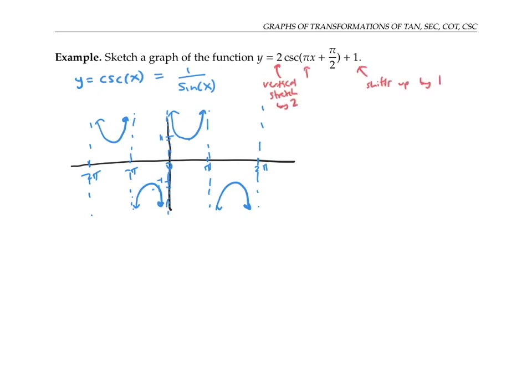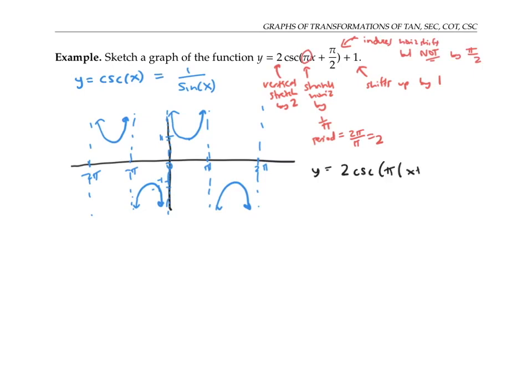The pi means everything shrinks horizontally by 1 over pi, and so the period, instead of being 2 pi, like it is for cosecant, is going to be 2 pi divided by pi, which is 2. Finally, this pi over 2 has to do with a horizontal shift, but in order to see by how much we horizontal shift, we need to factor out the pi first. So if I rewrite my function as 2 times cosecant of pi times x plus a half, plus 1, I can see that the horizontal shift is 1/2 to the left.